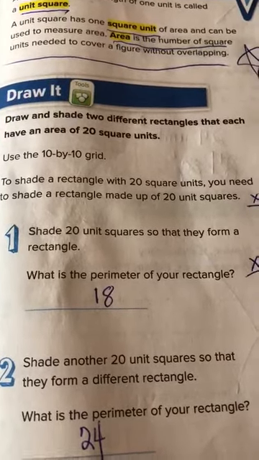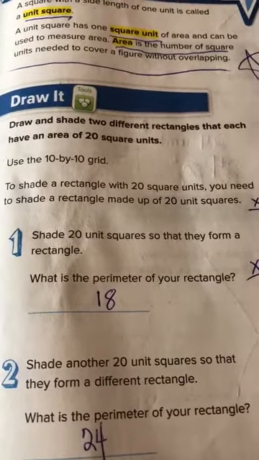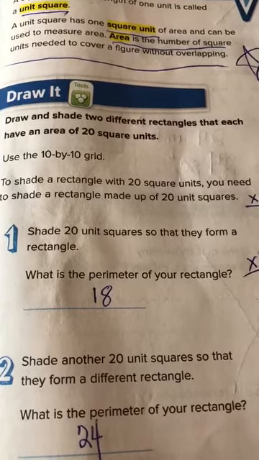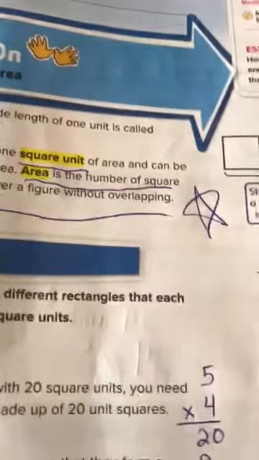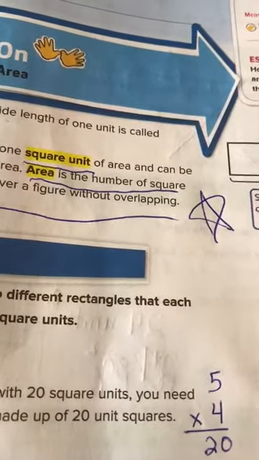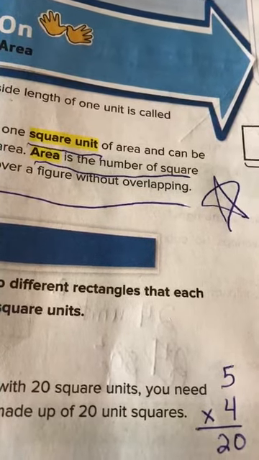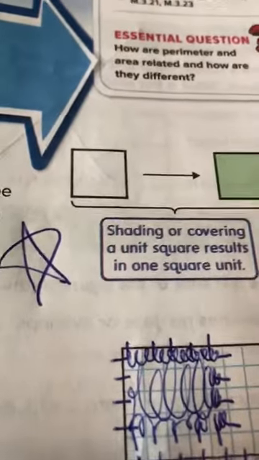Now, on the draw up part, it wants you to draw and shade 2 different rectangles that each have an area of 20 square units. On number 1, to shade a rectangle with 20 square units, you need to shade a rectangle made up of 20 unit squares. So I asked myself, what times what equals 20? And I came up with 5 times 4 is 20. And I went ahead and made that right here.